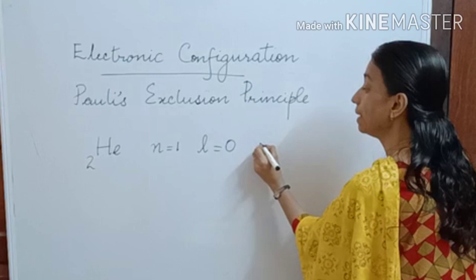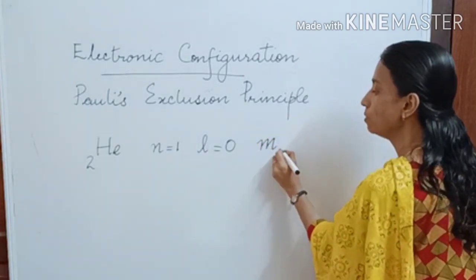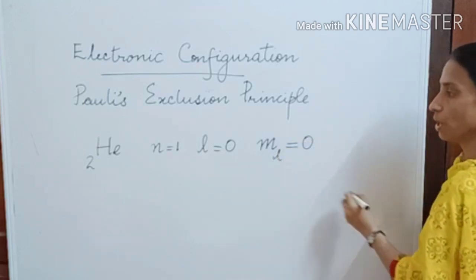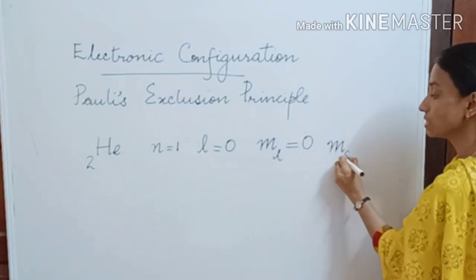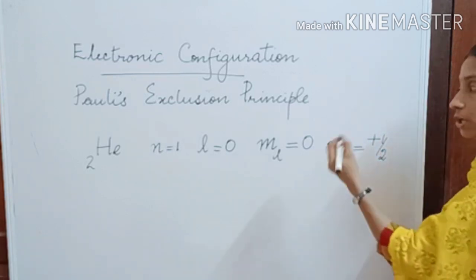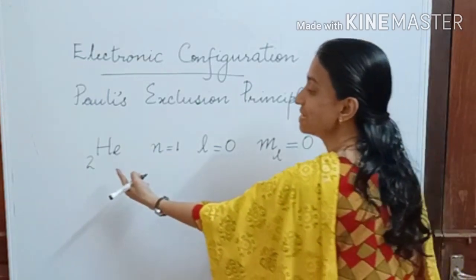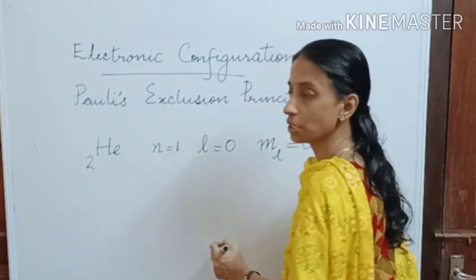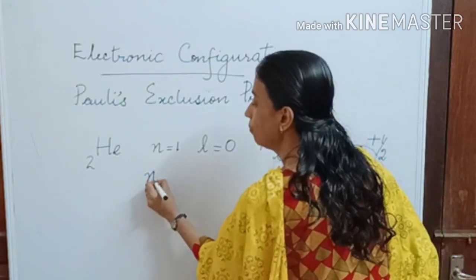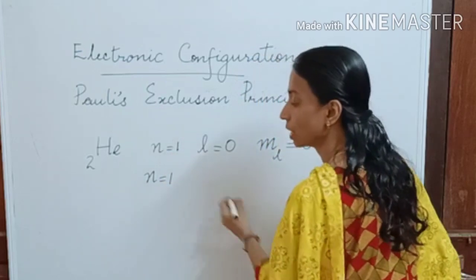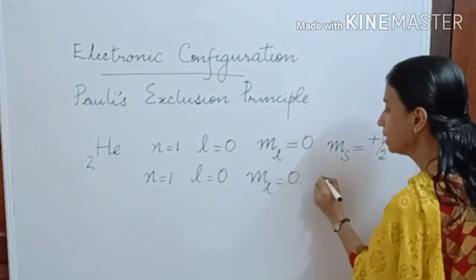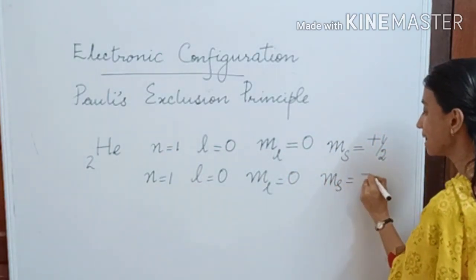The ml value is dependent on the l value, and here you find that this is again 0, and ms for the first electron will always be plus half because it will have a clockwise spin. Now come to the second case. What will be the quantum numbers for the second electron? n value is again first shell, l value is 0, ml is 0, and ms is then negative half.